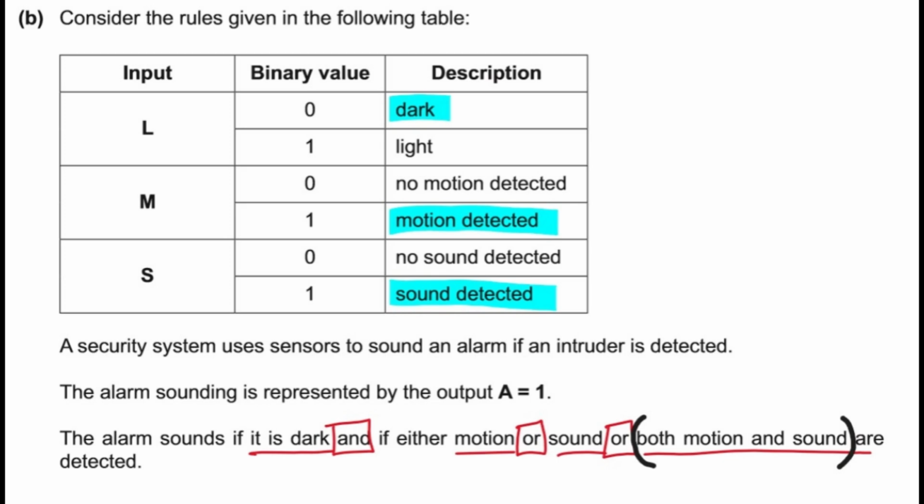So dark stands for not L. Check the table. We have three inputs: L, M, and S. L stands for light, M stands for motion, S stands for sound.